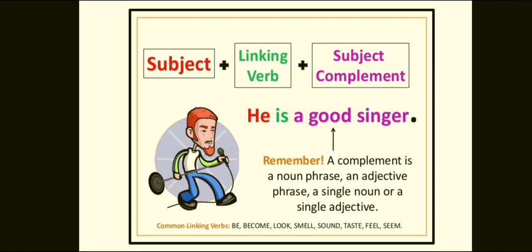So here's the structure: subject plus linking verb plus subject complement. So here subject is he, is is a linking verb, a good singer is the subject complement. Remember, a complement is a noun phrase, an adjective phrase, a single noun or a single adjective. Common linking verbs are be, become, look, smell, sound, taste, feel, seem, as we have already mentioned.